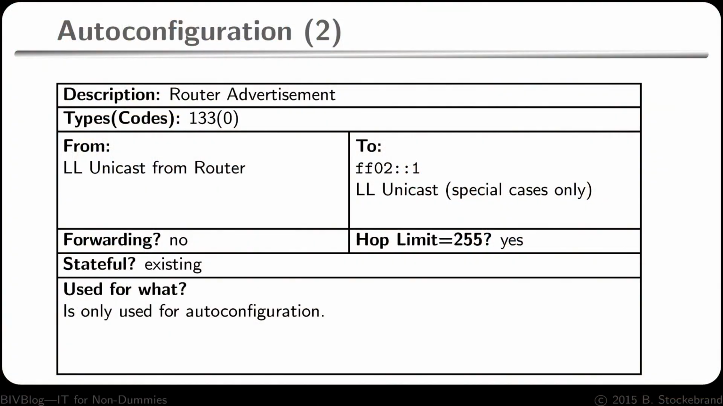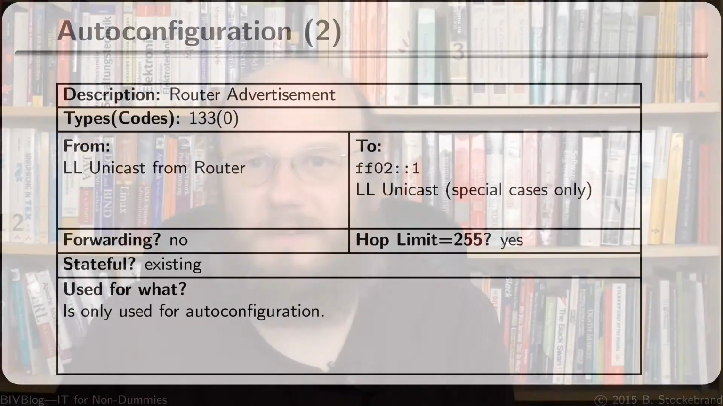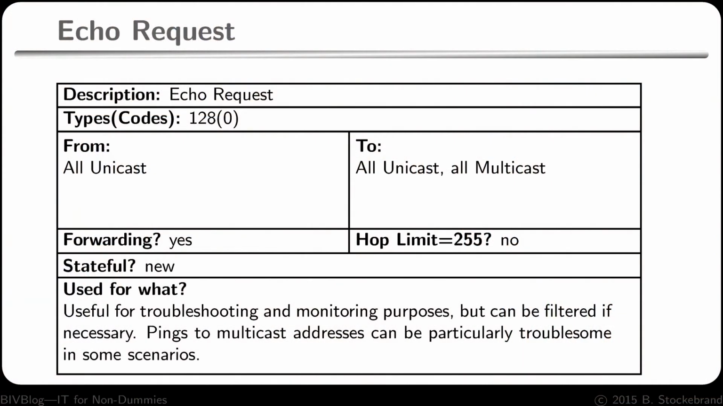And if you have a network where you don't have any auto configuration right now, but might actually add it in the future, put a comment in place. Similar thing with router advertisements, same story. And then there's ping, echo request, echo reply.